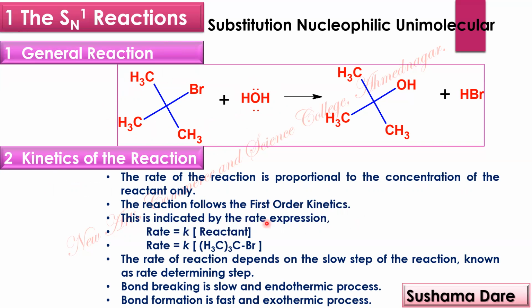This is indicated by the rate expression. Rate is equal to k, where k is the proportionality constant, into the bracket, that is the concentration of reactant. And here the reactant is tertiary butyl bromide. The rate of reaction depends on the slow step of the reaction, known as the rate determining step. Bond breaking is always a slow step and it requires heat, so it is an endothermic process, while bond formation is fast and it is an exothermic process. So overall, the kinetics of this reaction is that the rate depends only on the concentration of the reactant and not the concentration of nucleophile. The role of nucleophile we can see in the second step. As the second step is the fast step, the rate of reaction does not depend on the nucleophile.